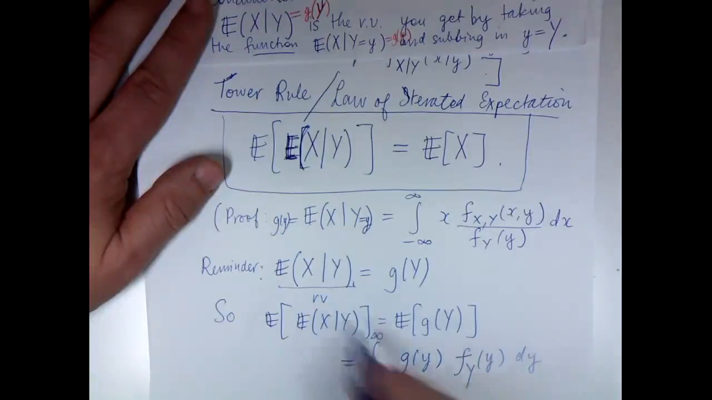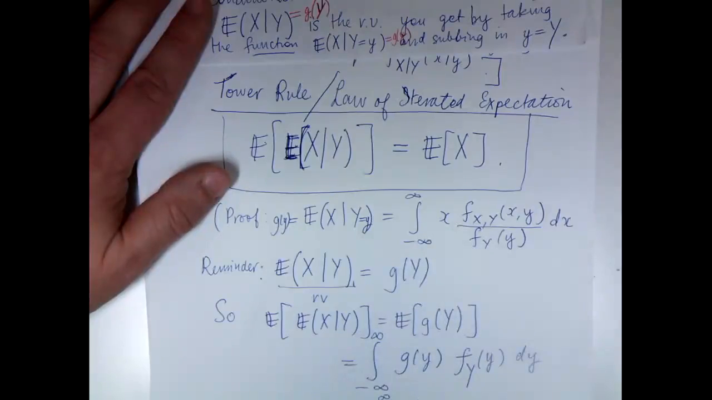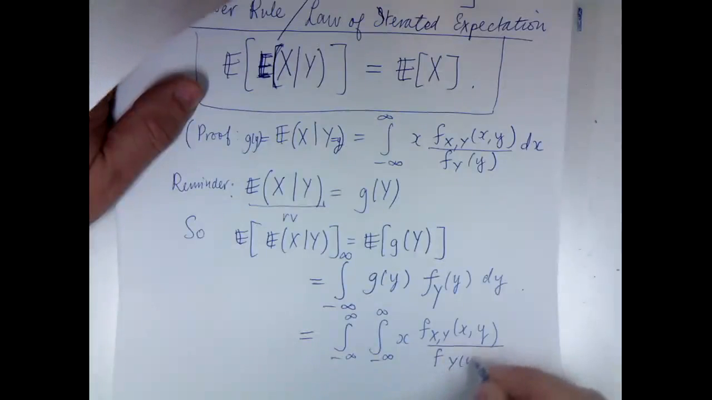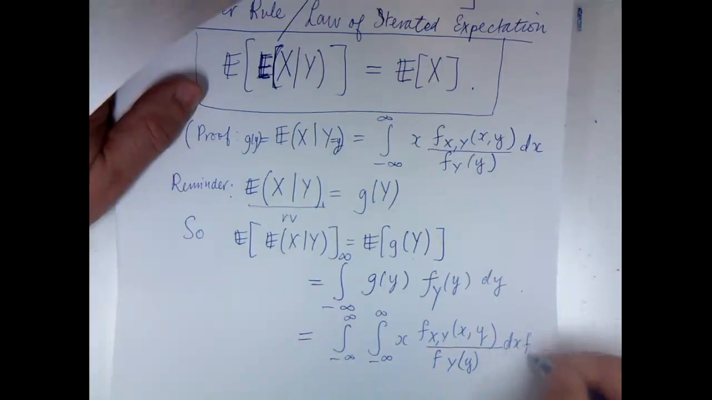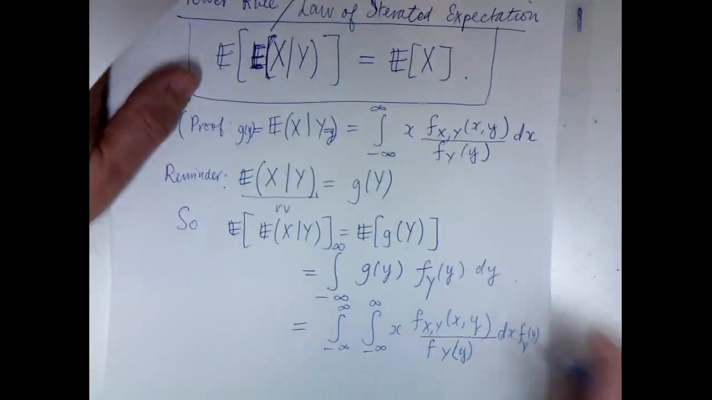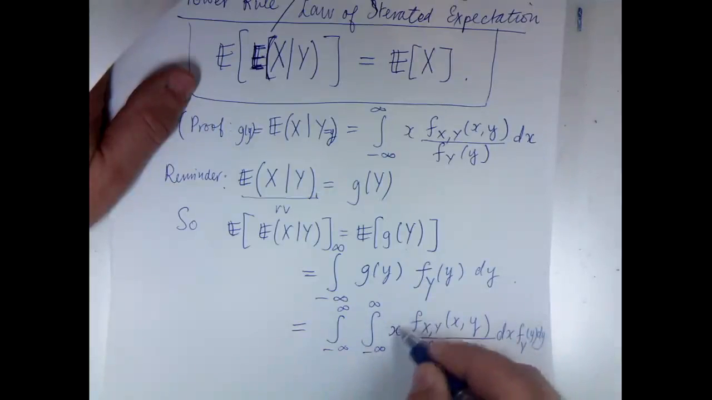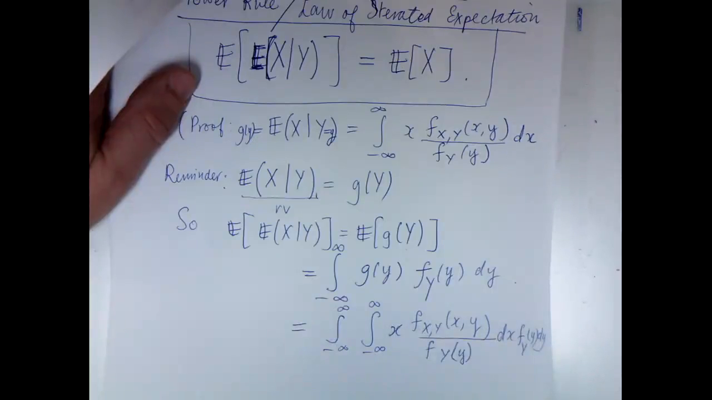First of all, what is g of y? It's this long integral. And then I have to multiply by f_Y of y. So you can see that, well, the first thing, before I do anything hasty, I should make a little claim that we can swap the order of integration.